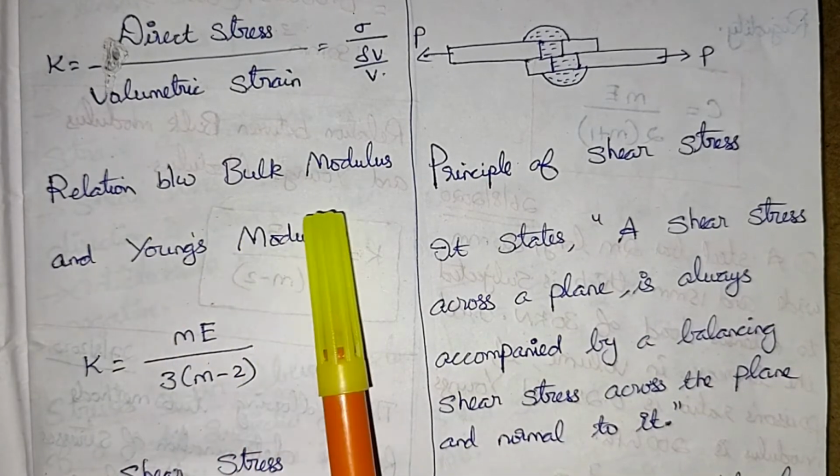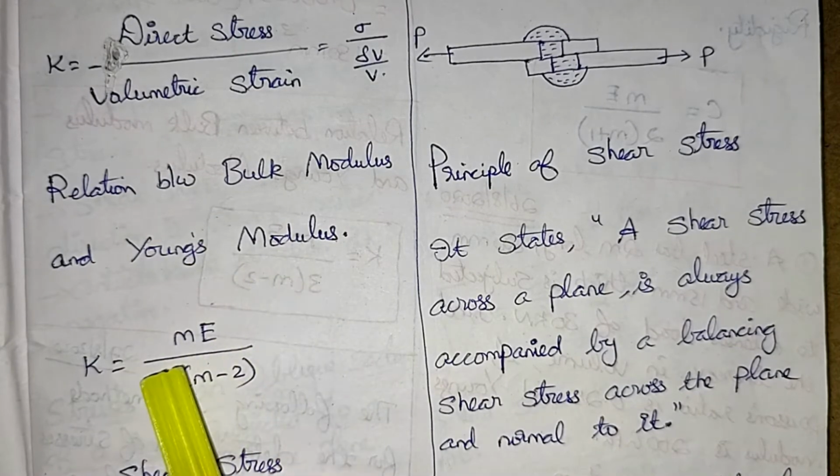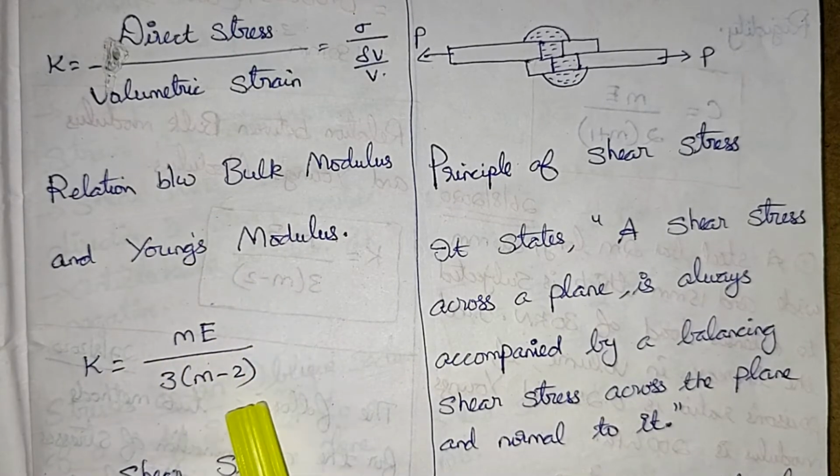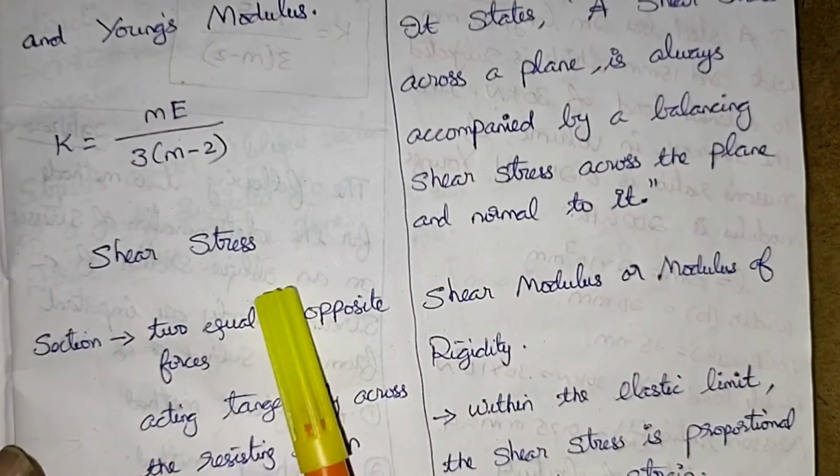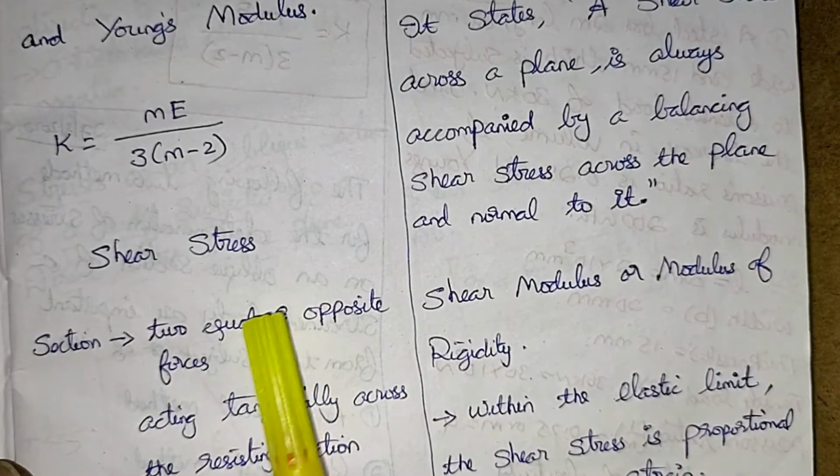Okay, the relationship between bulk modulus and Young's modulus is K is equal to mE by 3 into (m minus 2). So, shear stress. Now we'll see the shear stress.